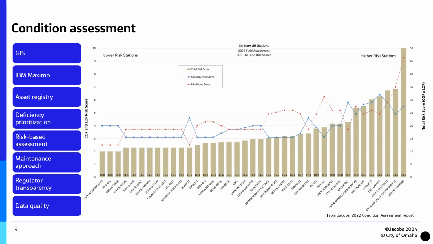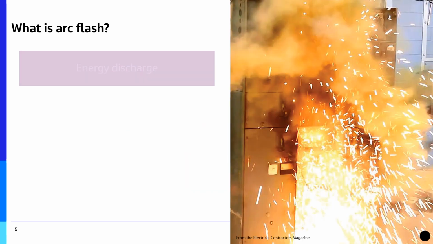Other elements included transparency with regulators, data quality, the basis of system health and management reports to support repair and workload projections, capital upgrade projections, staffing projections, etc. The chart on the right shows the result of that assessment. The lift stations with lower risk score, for example, 13th and Carter Boulevard, are on the left, and those with higher risk scores, for example, 16th and Pershing, are on the right. One of the major recommendations from this assessment included arc flash studies for the lift stations, which brings us to this topic.